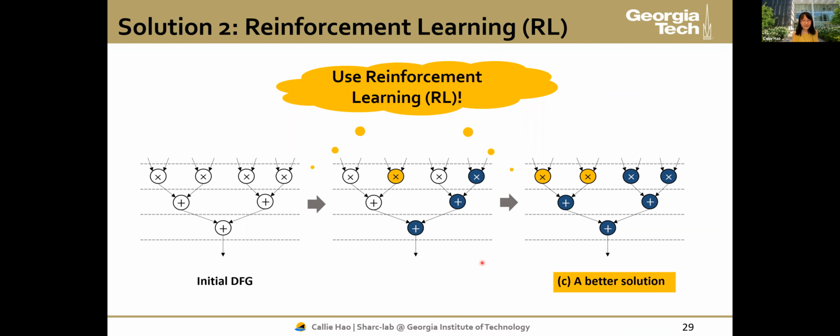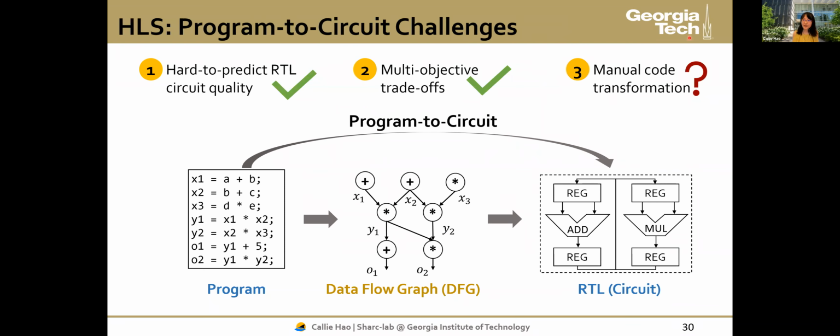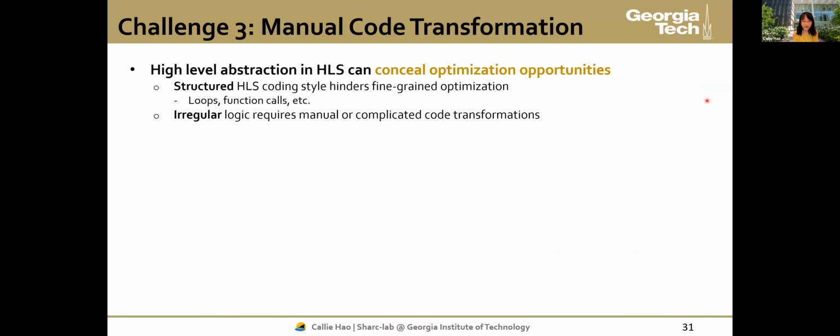And naturally, we can think of, okay, maybe we can try to use reinforcement learning in this procedure to solve this problem, because we can regard it as sequential decision making, right? We can assign these node by node. And this reinforcement learning can learn how to make these smart decisions and how to optimize the resource and critical path timing. So this is the second motivation and our solution. And what about the last one? The last one is that sometimes we have to do some manual code transformation.